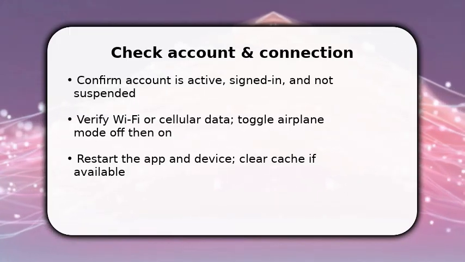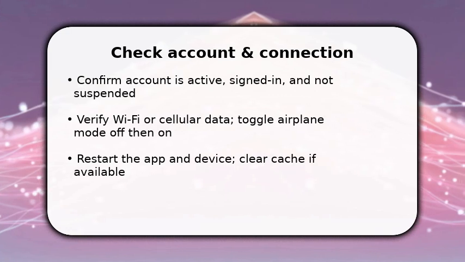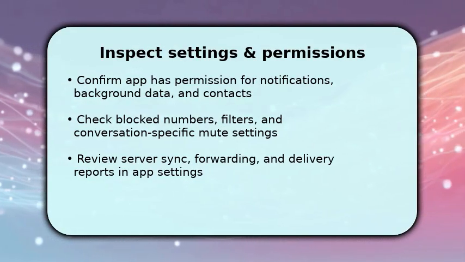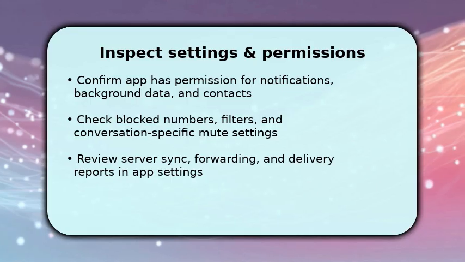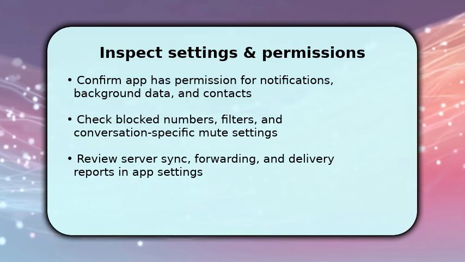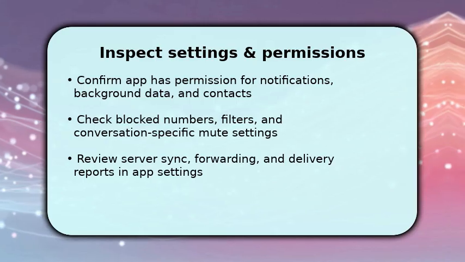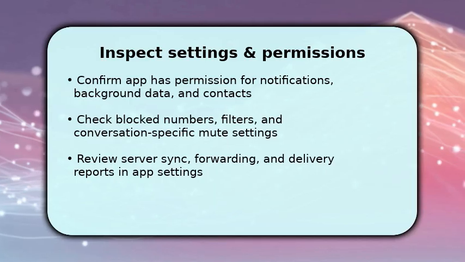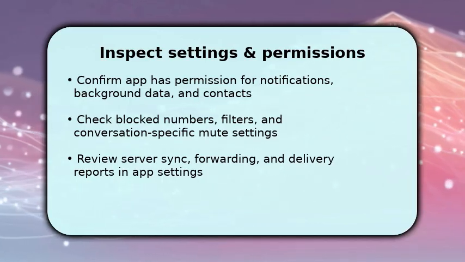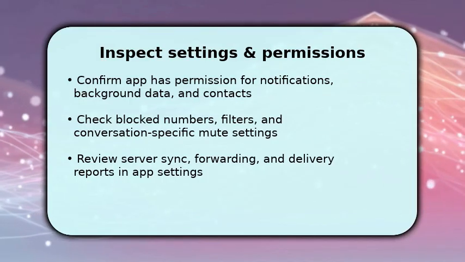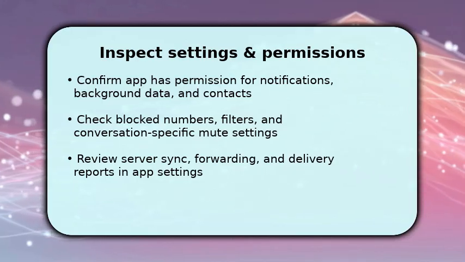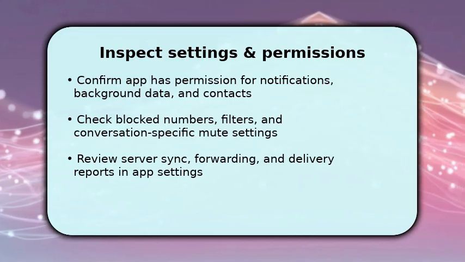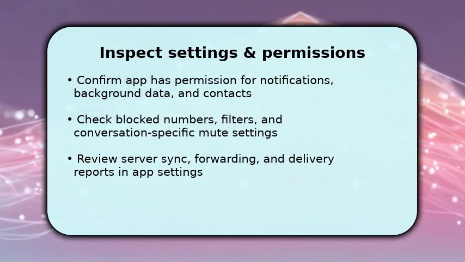You now dig into app and OS settings to uncover misconfigurations that stop delivery. Make sure notifications, background data, and contact permissions are enabled. This keeps the app able to fetch messages. Check for blocked contacts, conversation mutes, and spam filters that may hide incoming messages. Once done, verify account sync and any message forwarding or delivery report settings so incoming traffic isn't redirected or suppressed. These detailed checks catch subtle causes that simple restarts miss.